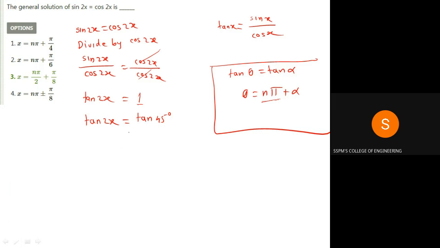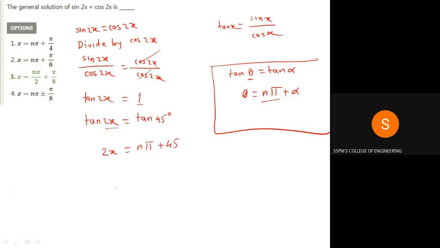So tan 2x is equal to tan 45 means 2x is theta here. In this equation it was theta. So 2x is equal to n pi plus alpha. What is alpha? It is 45.